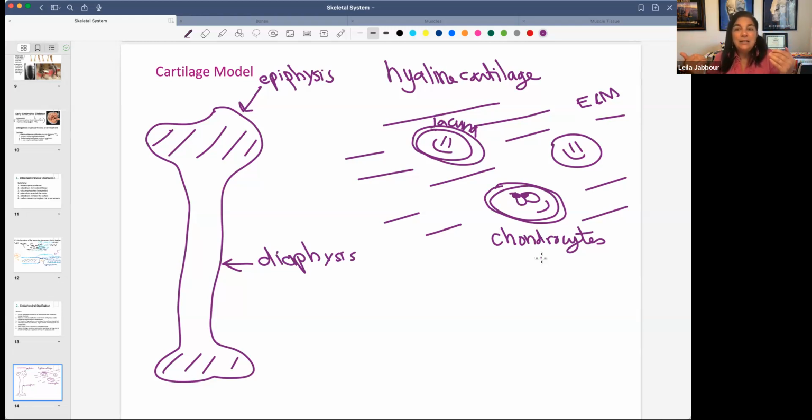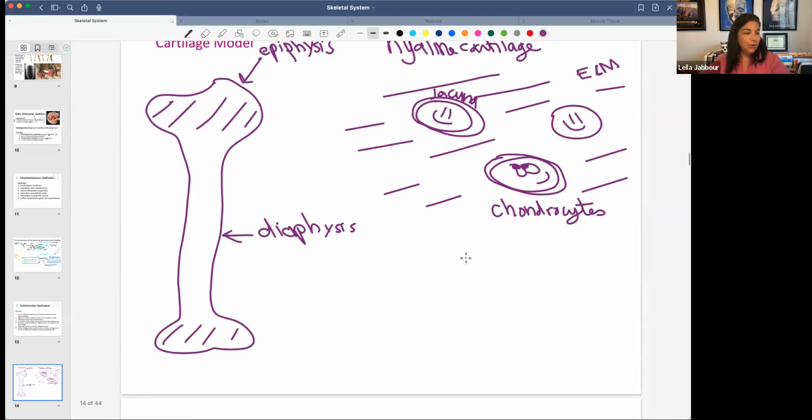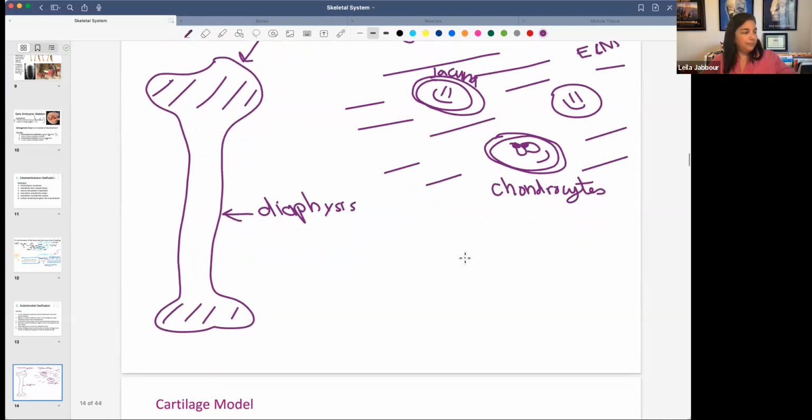So every cell is trapped in its own lacuna, and cartilage is non-vascular. So these cells are relying on the diffusion of nutrients and gases from nearby tissues. That's really important, and that's why hyaline cartilage has a harder time healing than bone tissue. Okay. So that's what I wanted to do, to show you how the story starts.